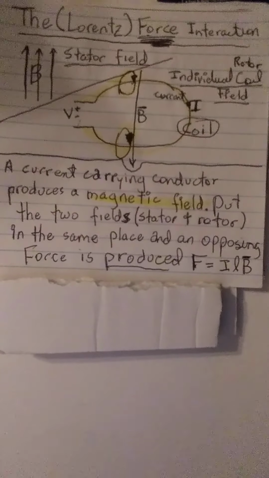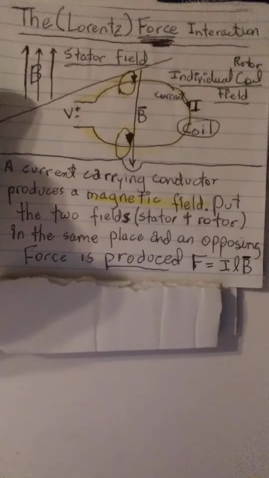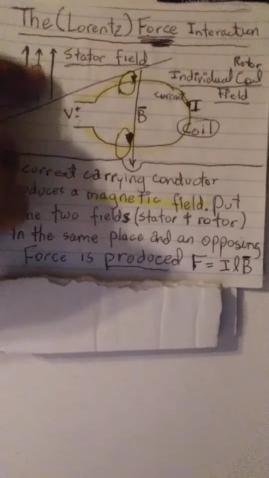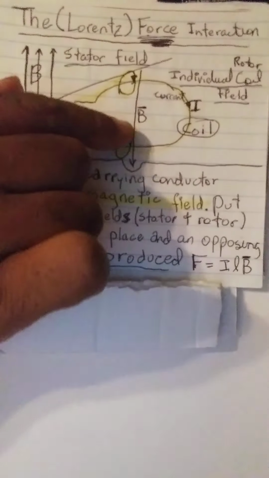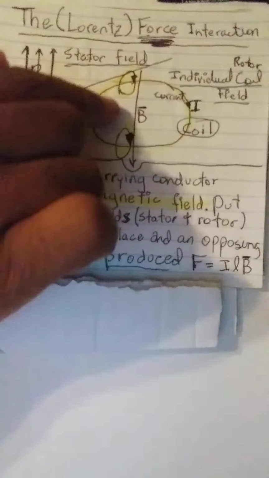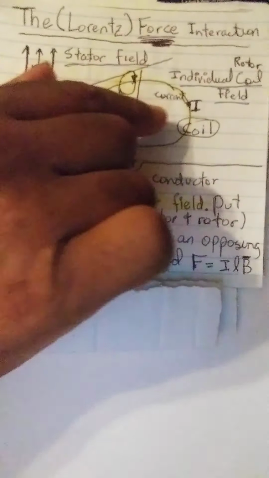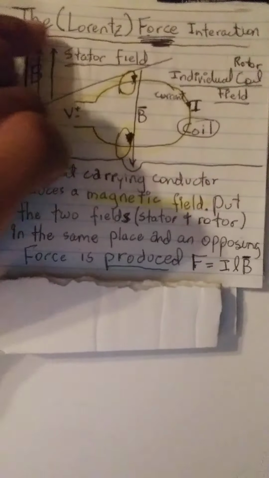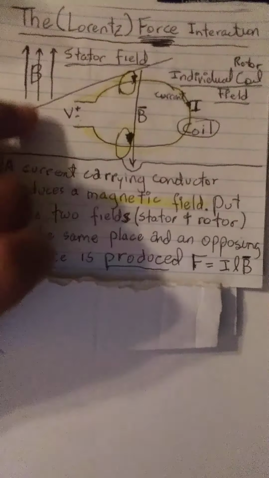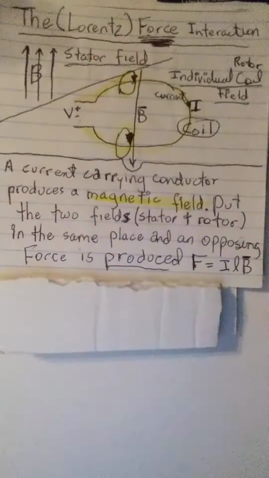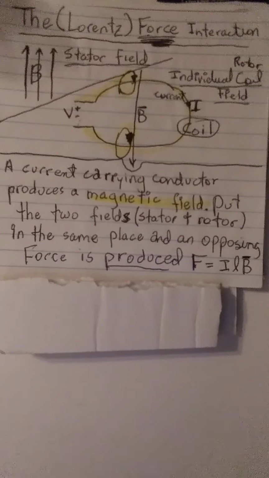The Lorentz force interaction. All right, so remember, we have an external field formed by the external magnets. This is an individual coil here, but remember what we said, what accompanies a coil is a magnetic field. Notice this magnetic field from the external stator points up. This magnetic field from the rotor coil points down.